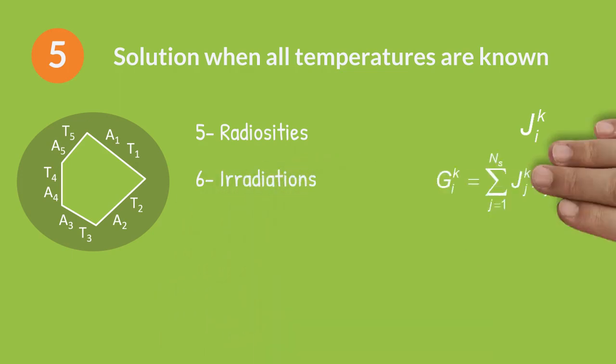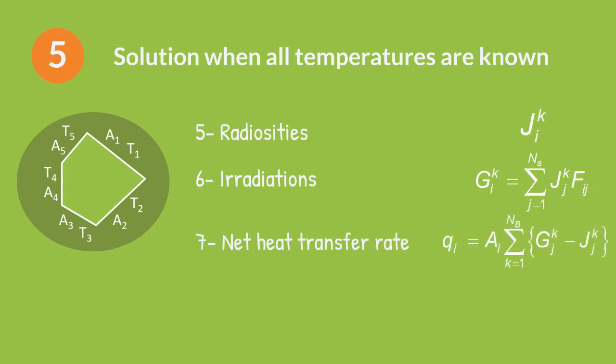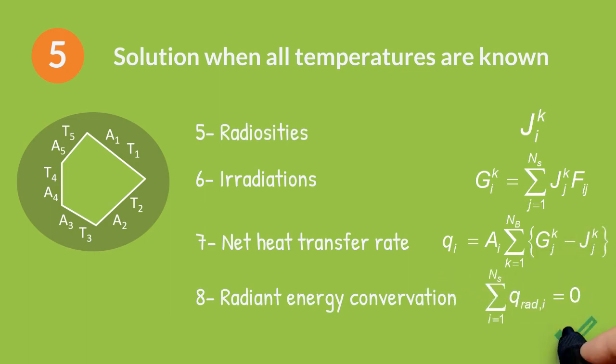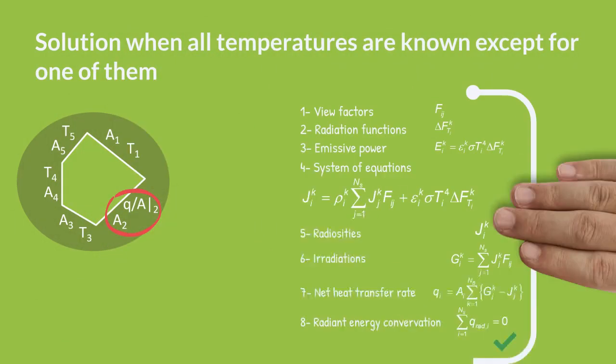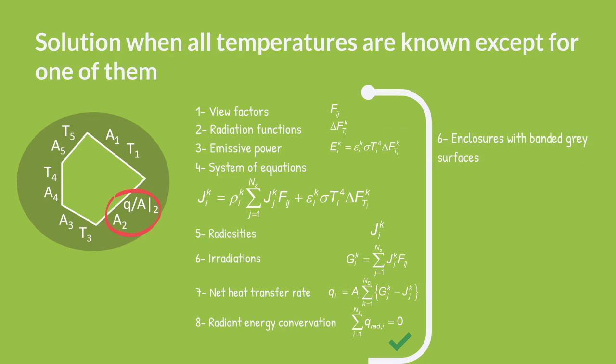After the radiosities, we calculate the irradiations. We calculate the net radiation heat transfer rate on each surface. Finally, we check that the sum of radiant heat transfer rates is 0. Remember that for an enclosure where all surfaces are gray or black, NB is 1. When all temperatures are known except for one of them, the solution is different for enclosures where there are surfaces with different properties in different bands, than for enclosures where all surfaces are gray or black.